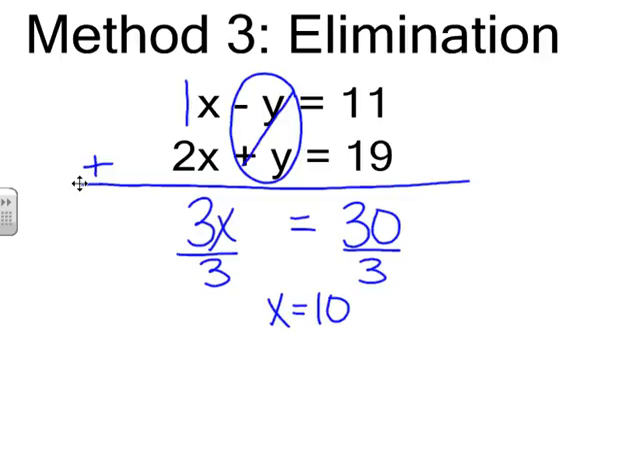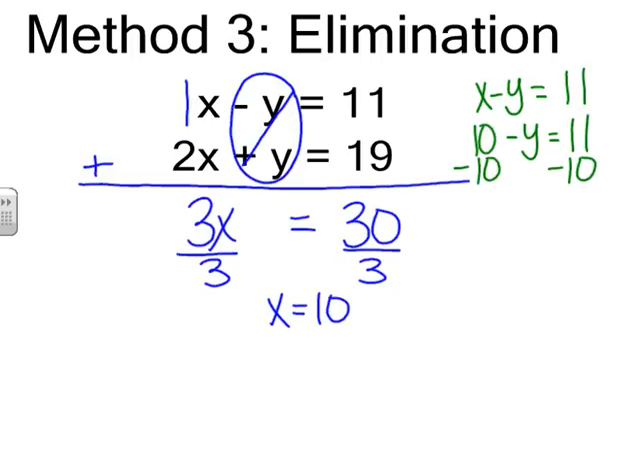Let's plug it in and find out what y is. So 10 in place of x. So negative y equals 1. So when I multiply or divide by negative 1, positive y has to equal negative 1. So that works for the first equation. Let's plug it in to the second equation and make sure that those values still work.